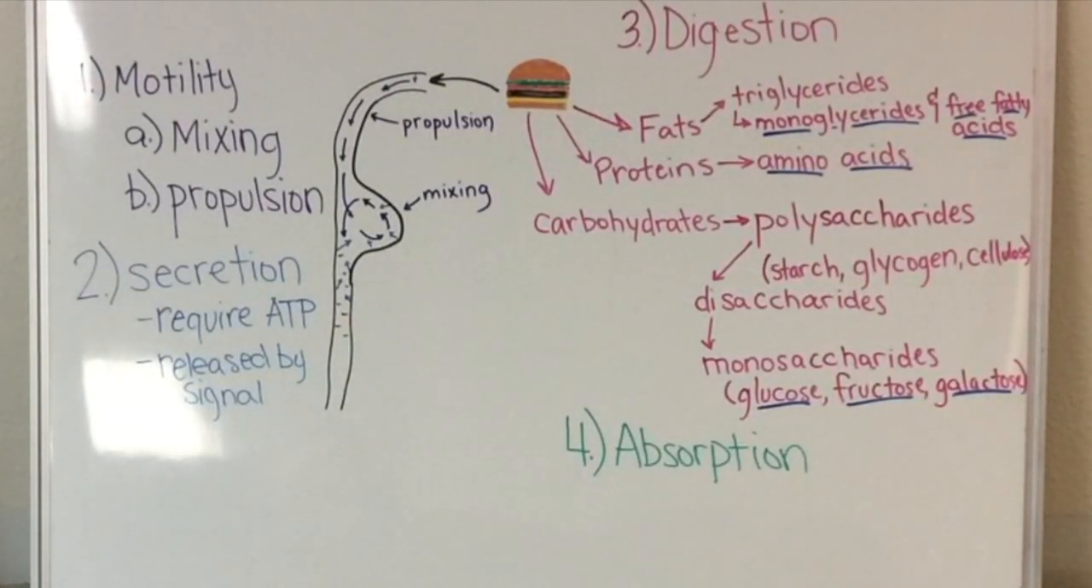Absorption is moving these small components from the lumen and into our blood and lymphatic system. Once these micronutrients have been moved from the lumen into the bloodstream and the lymphatic system, they can be delivered to the tissue for use to create more ATP.